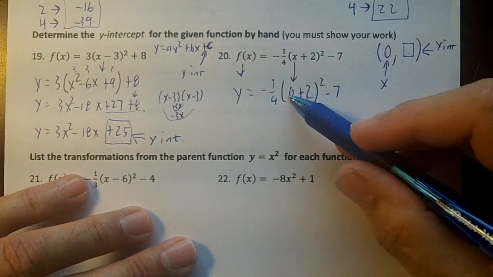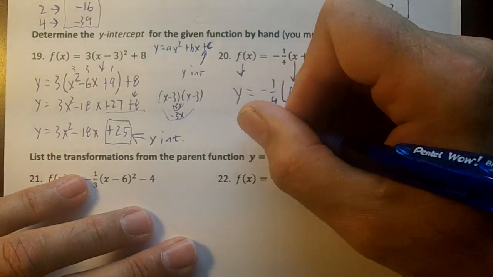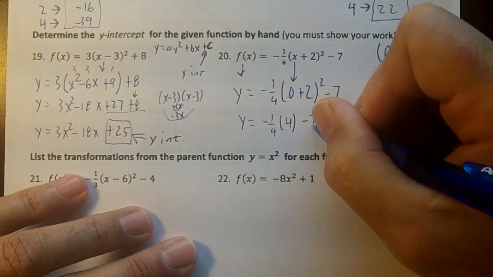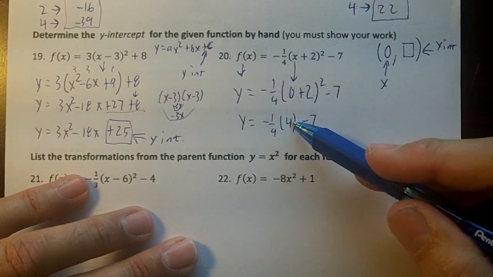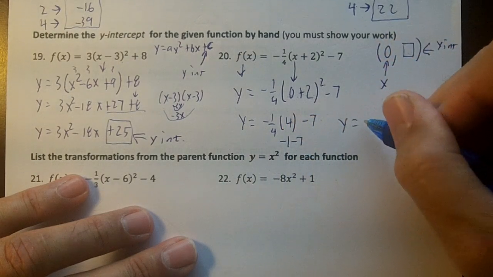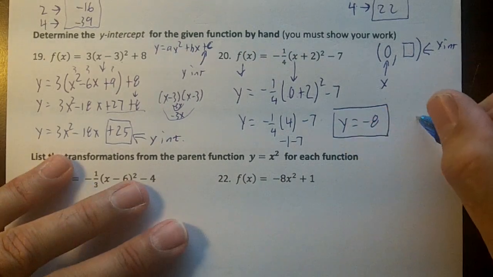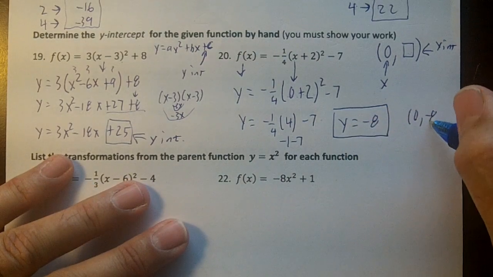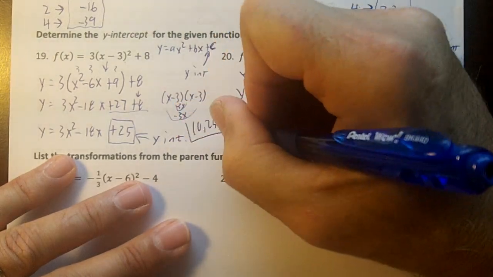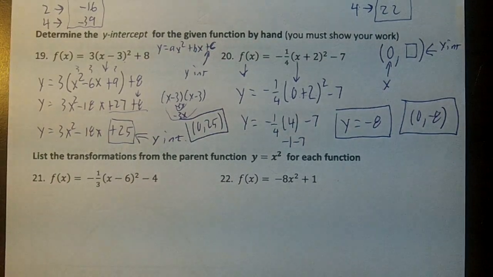Okay, so the first thing I'm going to do is 0 plus 2 is 2, and 2 squared is 4. So I'm going to get y equals negative 1/4, parentheses 4, minus 7. Now then, negative 1/4 times 4 is negative 1, minus 7. So my y will end up being negative 8. So my y-intercept is actually 0 comma negative 8, and the other is 0 comma 25, right? These are my y-intercepts. They should be written as ordered pairs.